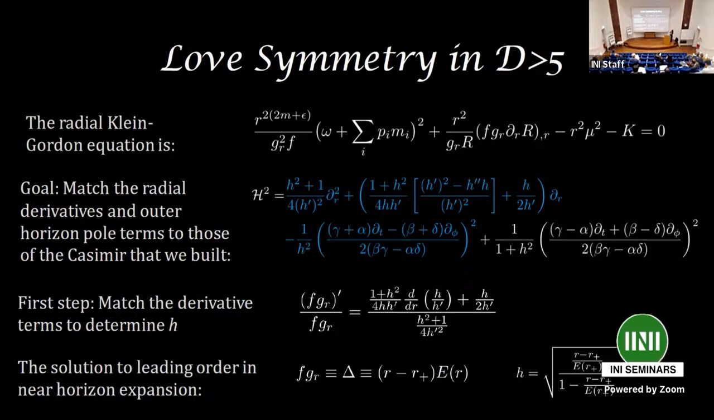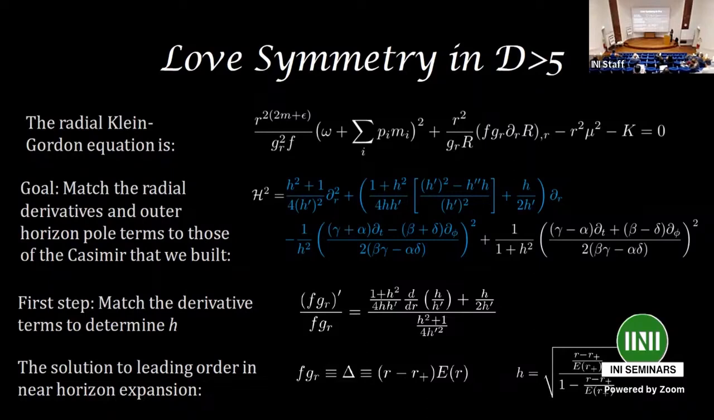This is the hard part about higher dimensions: what am I supposed to match? The derivative terms are clear, but here I have to try to separate the poles to extract some information about the outer horizon.